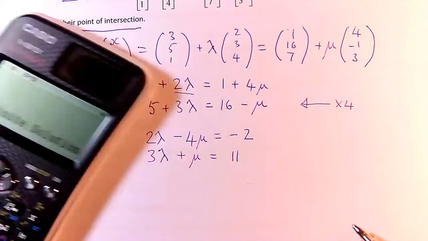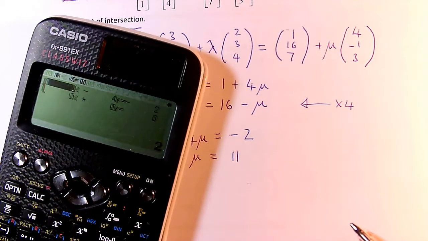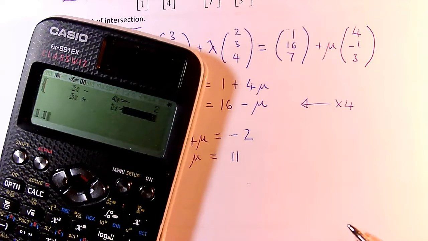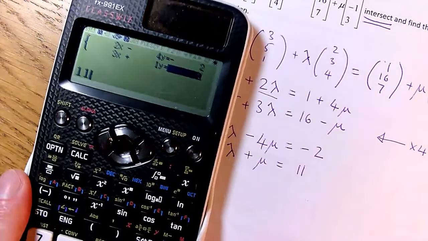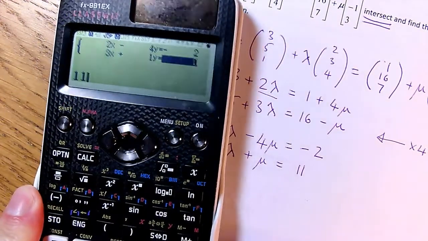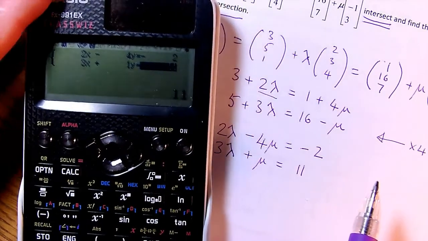Okay, and the second equation was 3 lambda plus 1 mu. Oops, I pressed equals too many times. Second one is 3 lambda plus 1 mu equals 11. Okay, so let's see if I can get that so that you can see it reasonably convincingly. You can't see the 11 very well, because it hasn't gone in yet. Okay, that is now an 11. Still can't see it very well.